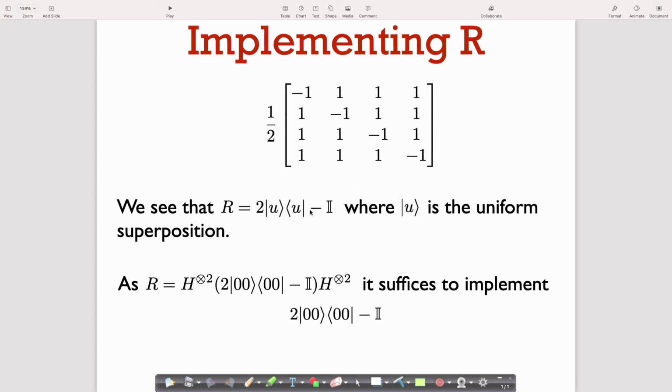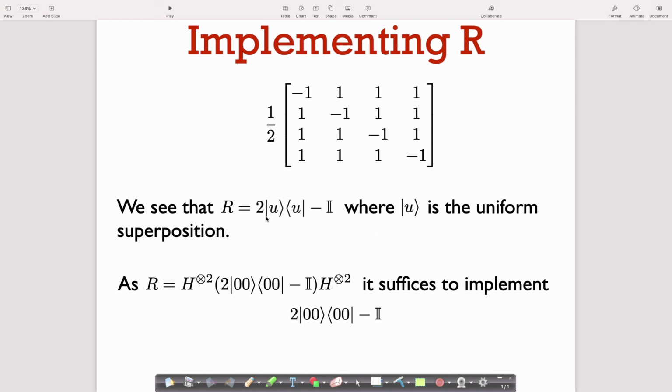And then we subtract the identity from that. So that makes the entries on the main diagonal minus a half. It leaves all the other entries equal to a half. So this is a pretty simple matrix, just a rank 2 matrix: the difference of the uniform superposition outer producted with itself, minus the identity, right? And we have this normalizing factor of 2 here.